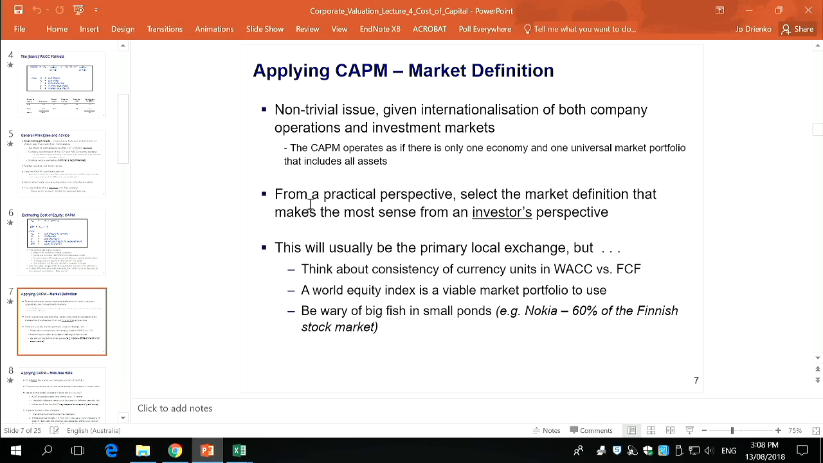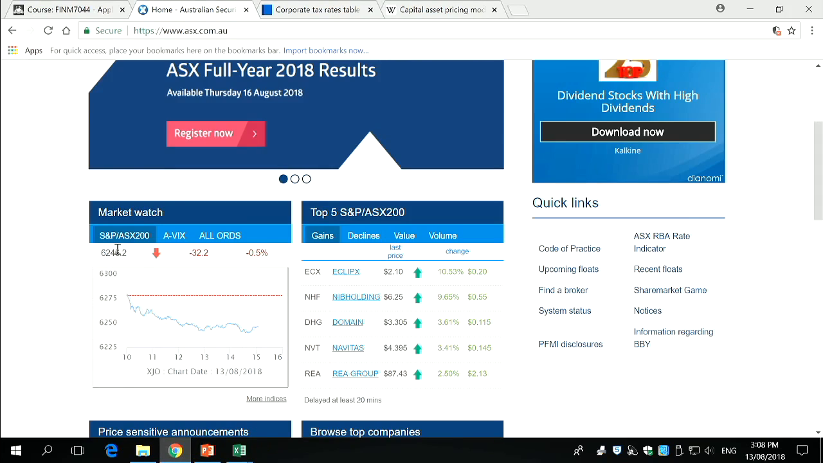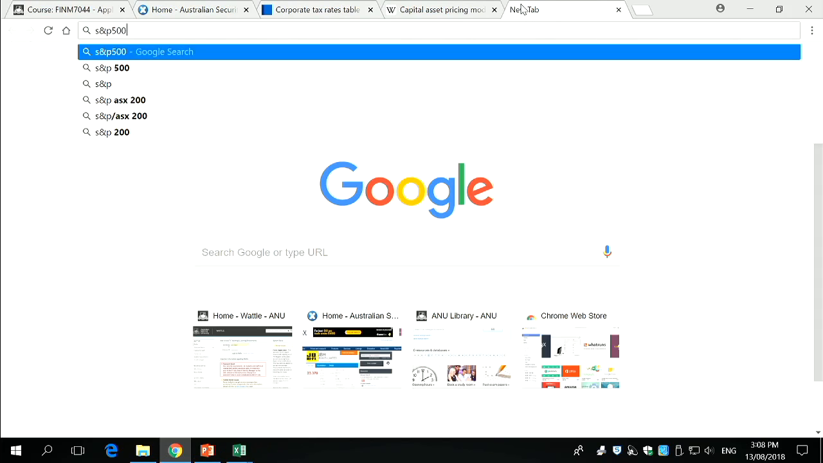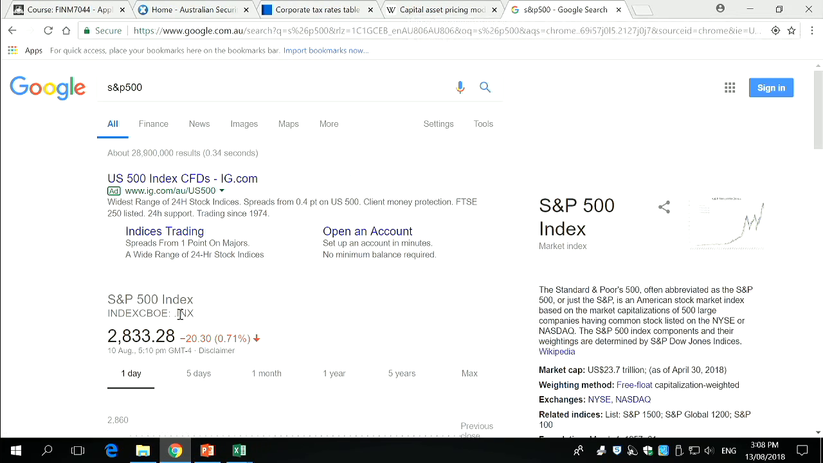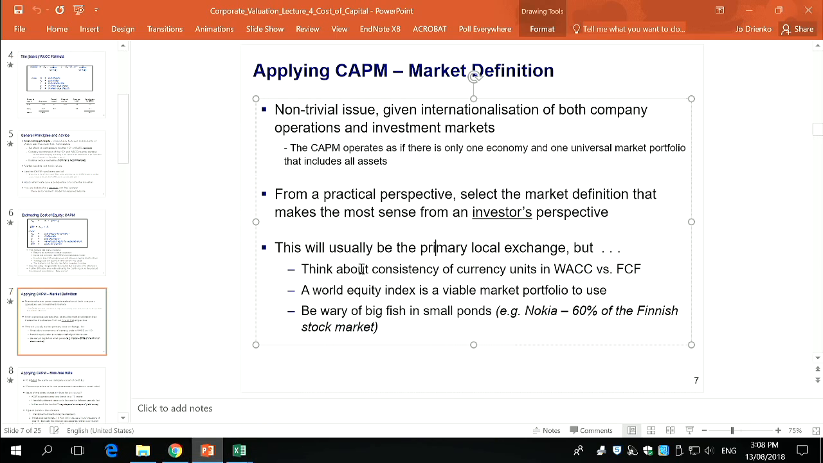From a practical perspective, it's very common just to select the market definition of the domestic market, but you should take the investor's perspective. You shouldn't just use, if you're in Australia, the ASX 200, or if you're in the US, the S&P 500, which is their main board index. The S&P 500 is the main US index of 505 of the largest companies in the US. So there are two choices there.